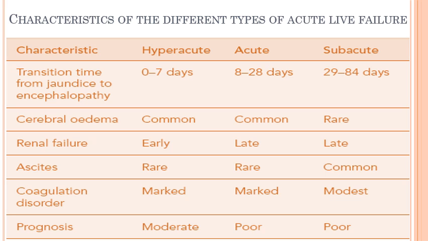So in the hyperacute, the prognosis is moderate, while in the acute and subacute the prognosis is poor, because as you see, the symptoms in the acute and subacute may occur from 8 to 20 days or even 29 to 84 days. So there is a much longer delay, and we cannot judge which of the causative agents are involved in the acute liver failure.